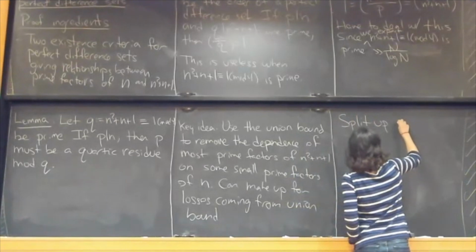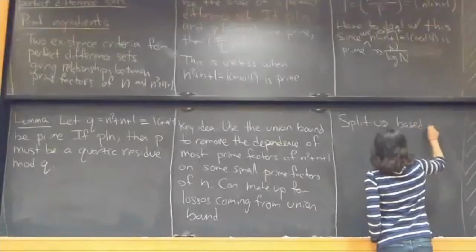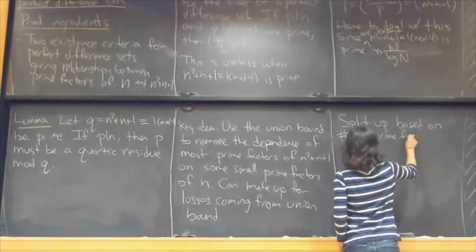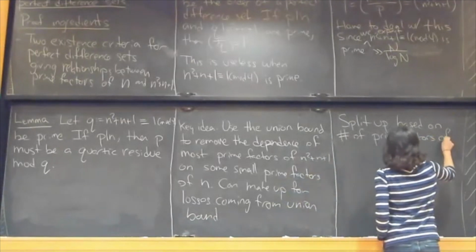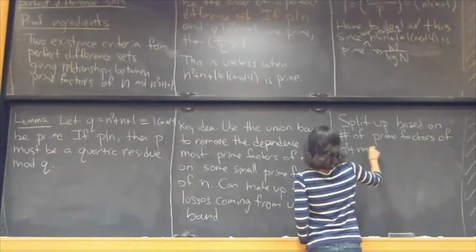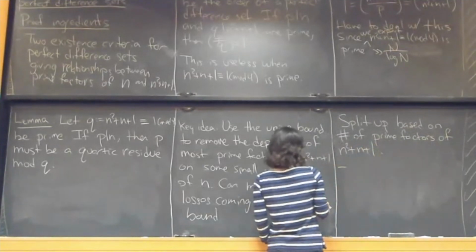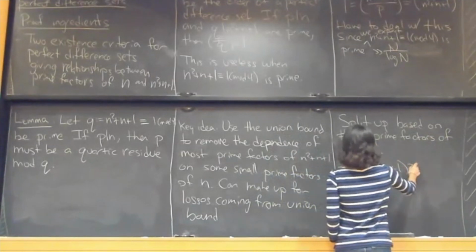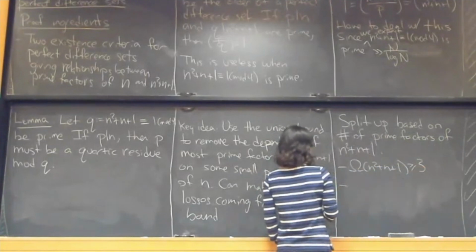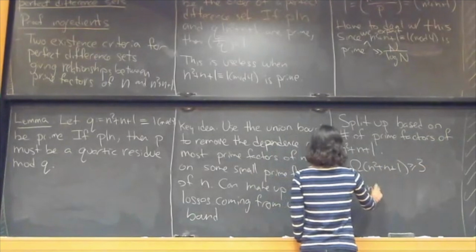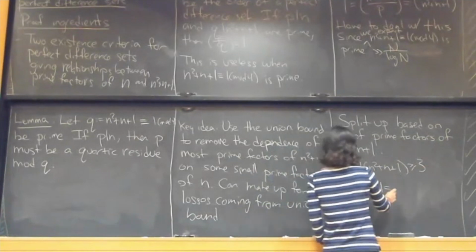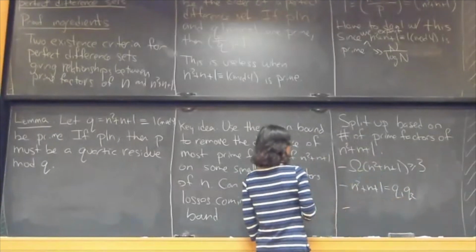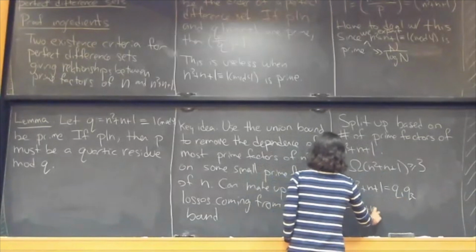So we split up based on the prime factors of n squared plus n plus 1. The most straightforward situation is when n squared plus n plus 1 has at least 3 prime factors. The second most straightforward case is when it is the product of 2 primes. And the most involved is when n squared plus n plus 1 is prime.